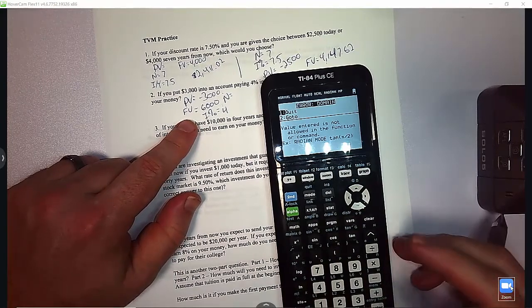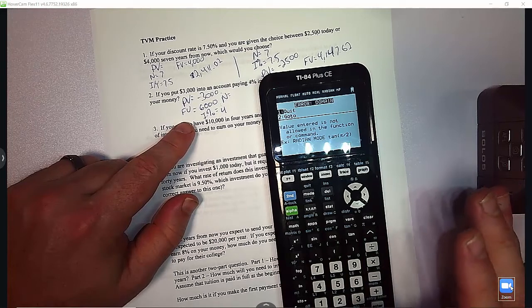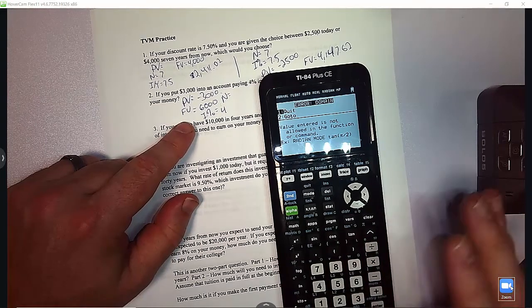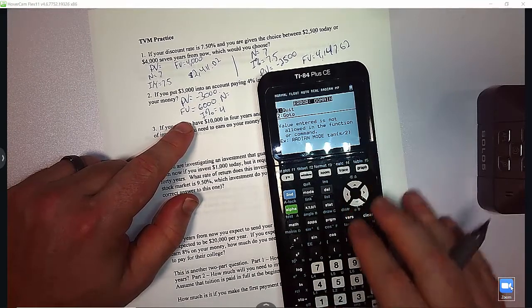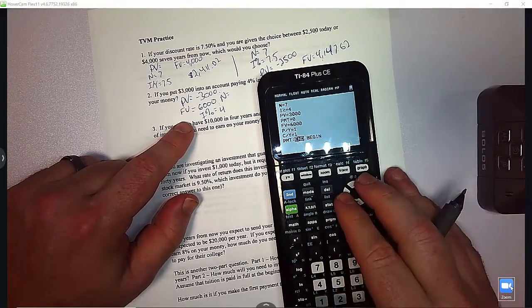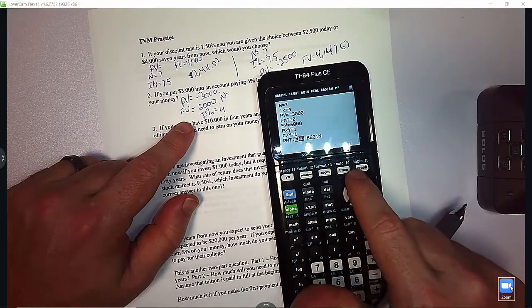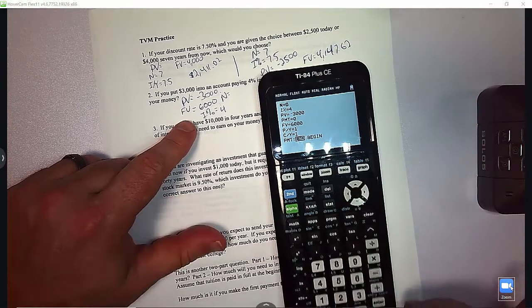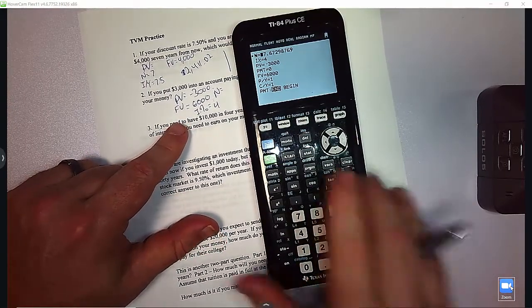The error is that I have a positive number for both my present value and my future value. So I'm going to press 2 to go back here so I can fix it. I'm going to press negative this time, 3,000, and now I'm going to calculate it, alpha, and then again press enter down here at the bottom to get 17.67 years.